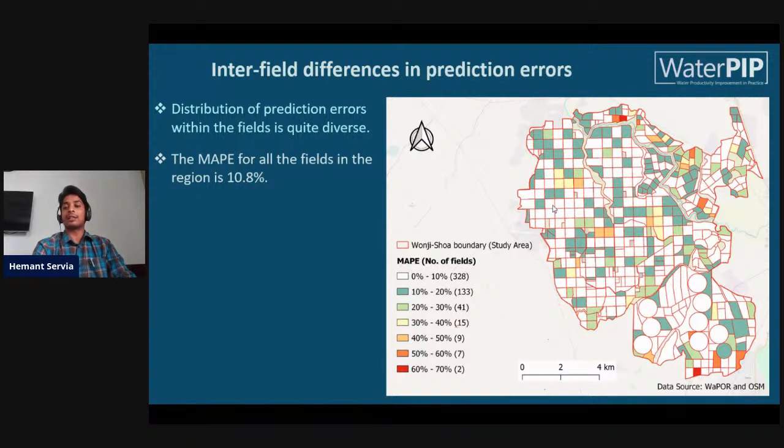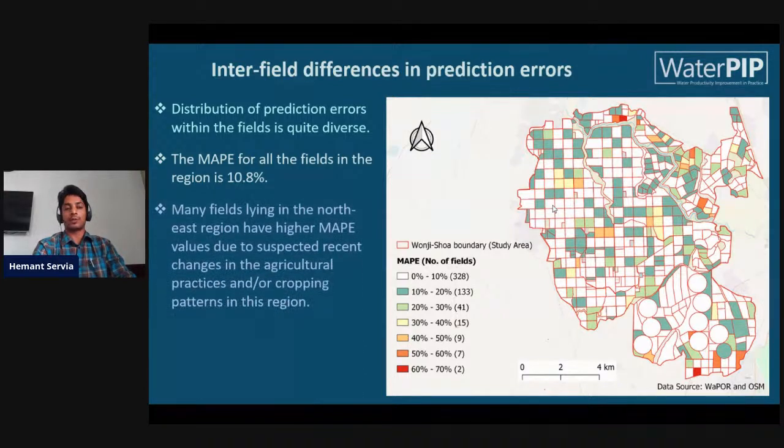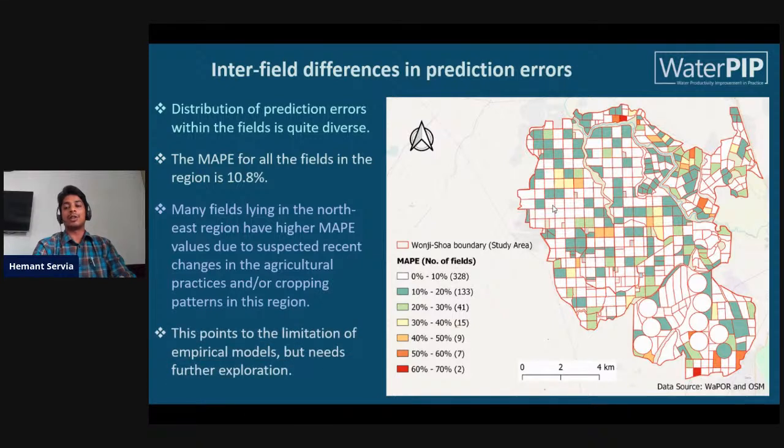And these were the fields that were later found to be associated with change in cropping patterns, and thus more cropping seasons and lower seasonal average biomass of the crops. Although all these observations for these northeastern fields suggest recent changes in the agriculture practice in the region, again, it needs ground truthing and further exploration.